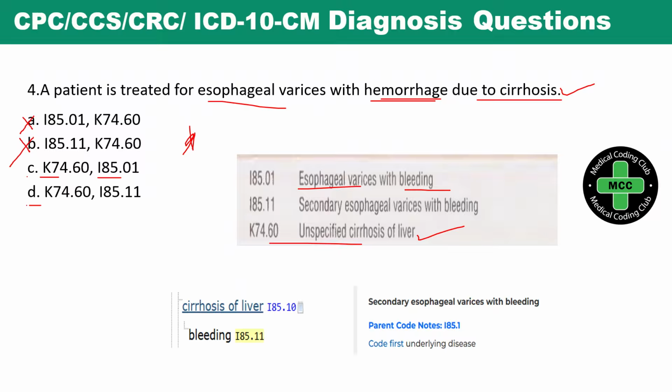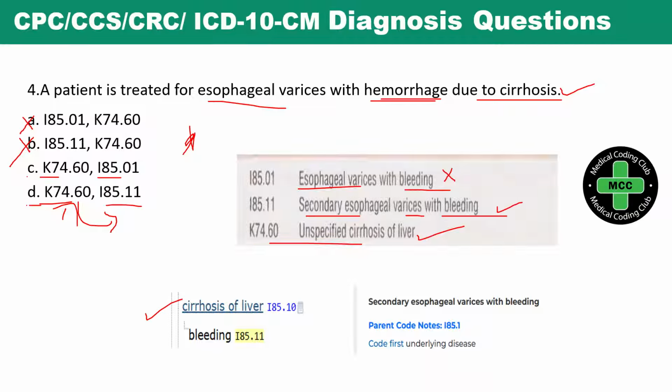But option D has I85.11, where it says secondary esophageal varices with bleeding. Actually, I85.01 we can't code. By reading the description you may feel this is the correct code, but it is not correct. It is not a manifestation code, and it will be used for primary cases, not for secondary purposes. Here our primary etiology condition is cirrhosis, and the effect, as a manifestation, is secondary esophageal varices with bleeding.